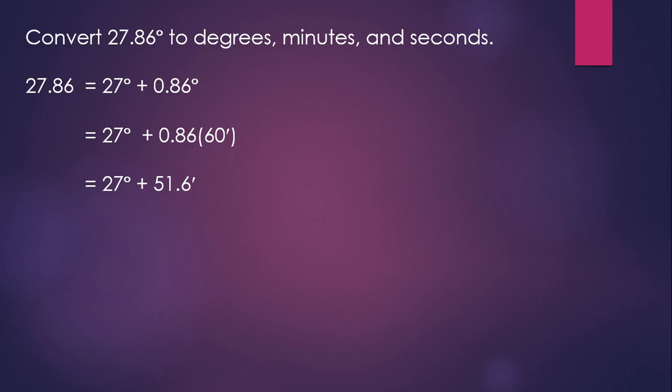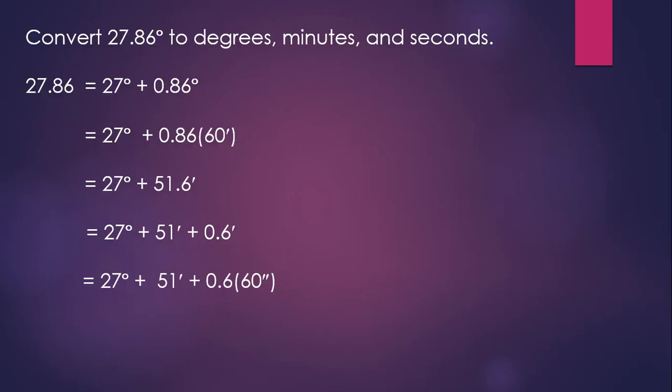Now we'll break up the 51.6 minutes into a whole number of minutes, 51, and a fractional number of minutes, so 6/10 of a minute. And since each minute is 60 seconds, we can look at the 6/10 of a minute as being 6/10 of 60 seconds, which leads us to 27 degrees, 51 minutes, and 36 seconds.